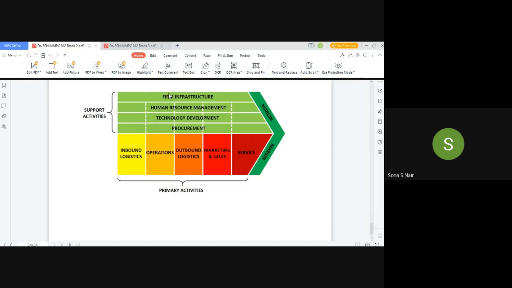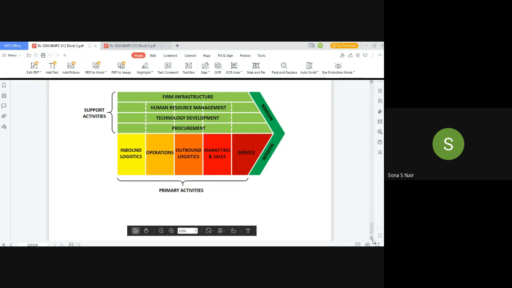There are some support activities also, which are performed by the organization throughout the value chain. Most of the times, there are efforts which can be made in the support activities also for us to be able to lower the cost and deliver better value to the customers, right?